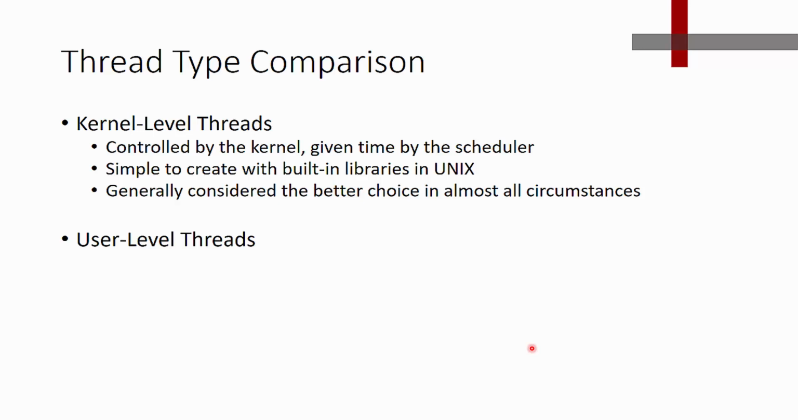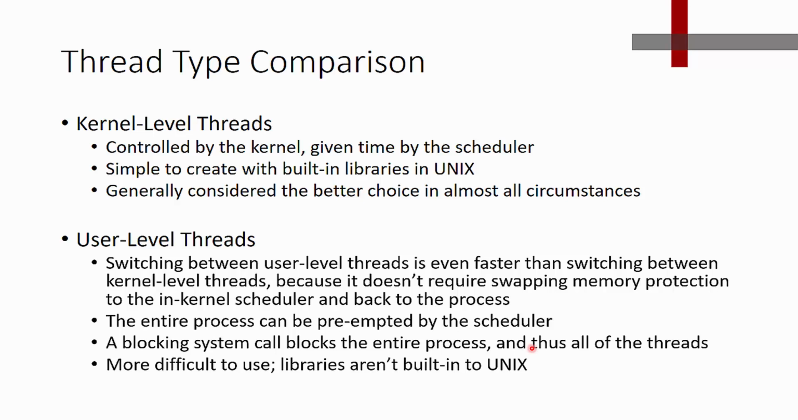The kernel level threads get controlled by the kernel. Like we said, they're given time by the scheduler. They're easy to create with the built-in libraries in Unix. In fact, we'll take a look at that in a minute. And they're pretty much the better choice in all circumstances. Switching between user level threads is even faster than switching between kernel threads, because you're not even really switching at all. You're just telling one particular part of your program to run and then maybe going to another part of your program. It's almost like switching between different function calls inside your program.